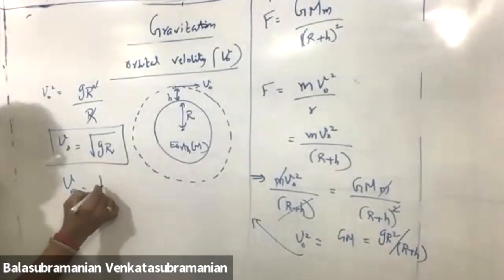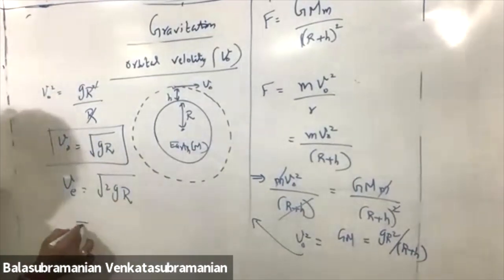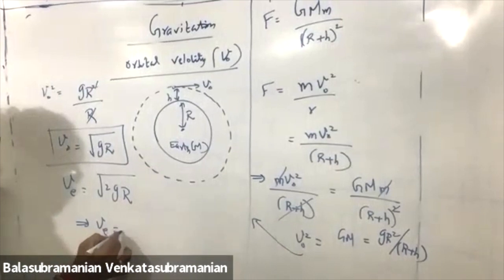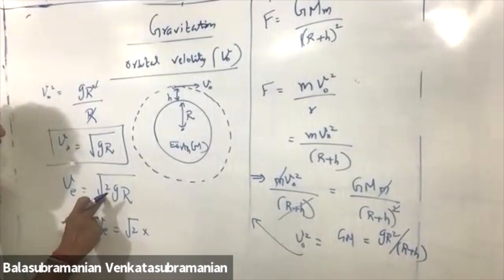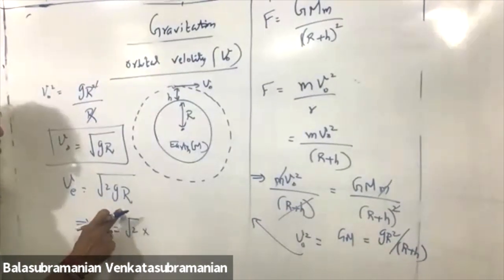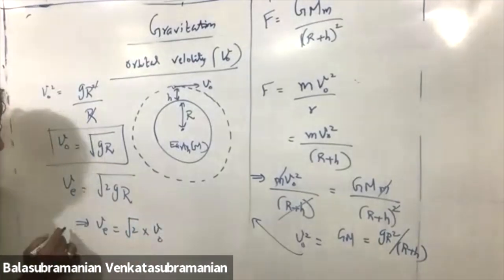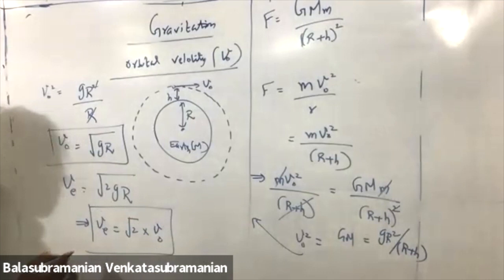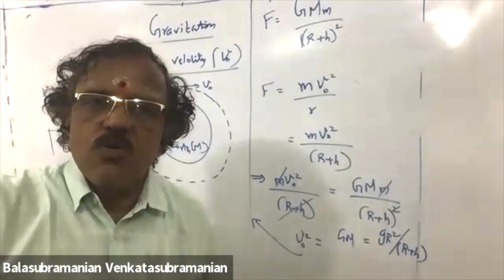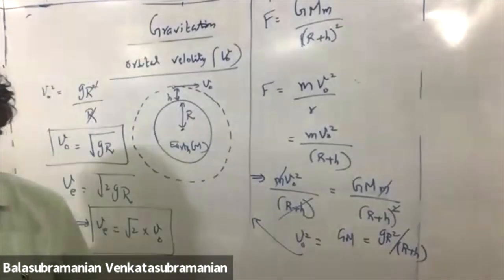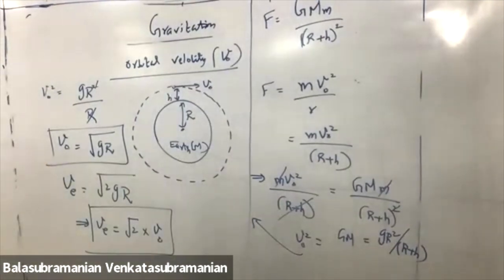Escape velocity is root of 2gR, as we wrote. So you can relate these two. V is equal to root of 2 into root of gR. Root gR is nothing but V naught. So orbital velocity into root 2 is escape velocity. Escape velocity is root 2 times orbital velocity. Simple. Next.